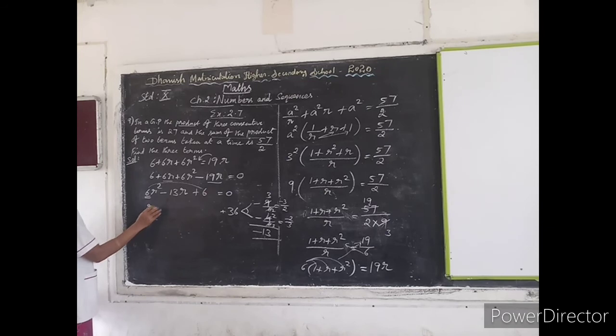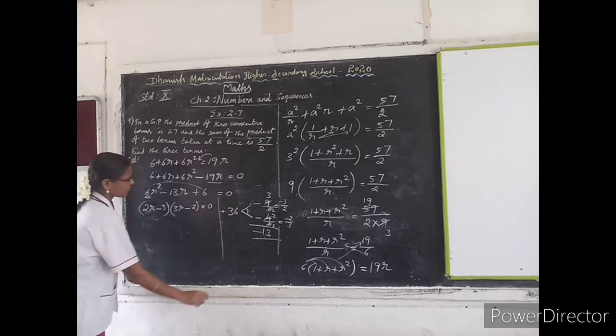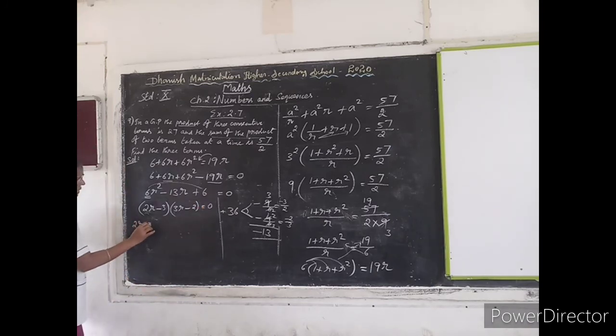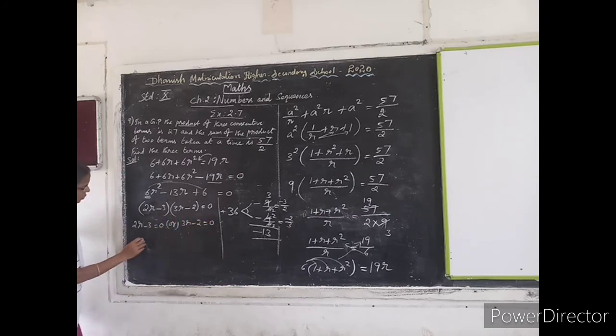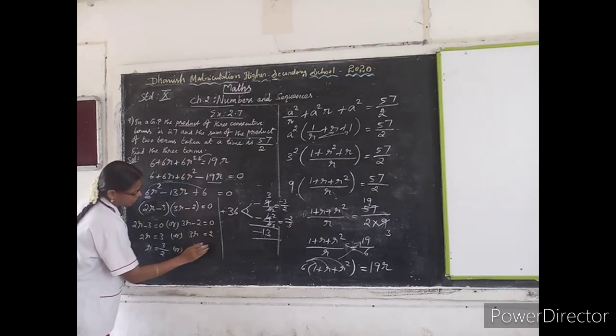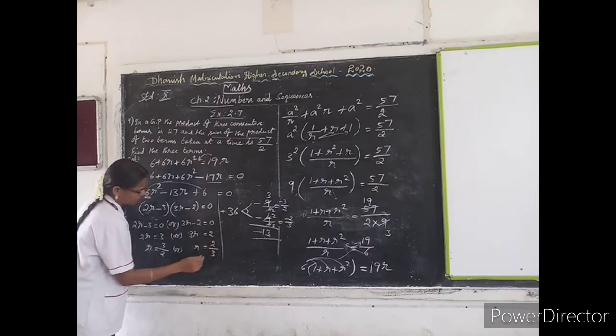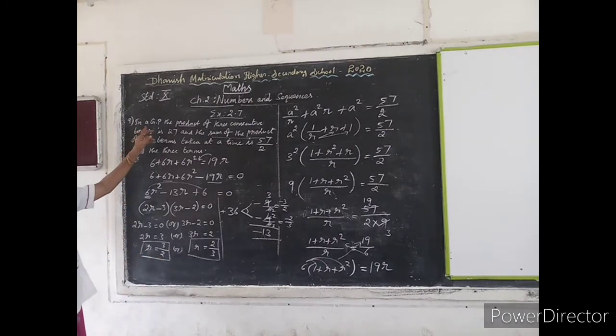So how to write r in factor form? (2r minus 3) into the other factor (3r minus 2) is equal to 0. That is, 2r minus 3 equal to 0 or 3r minus 2 is equal to 0. 2r equal to 3, that is r is equal to 3/2. Or 3r is equal to 2, r is equal to 2/3. So now find the 3 consecutive GP terms.